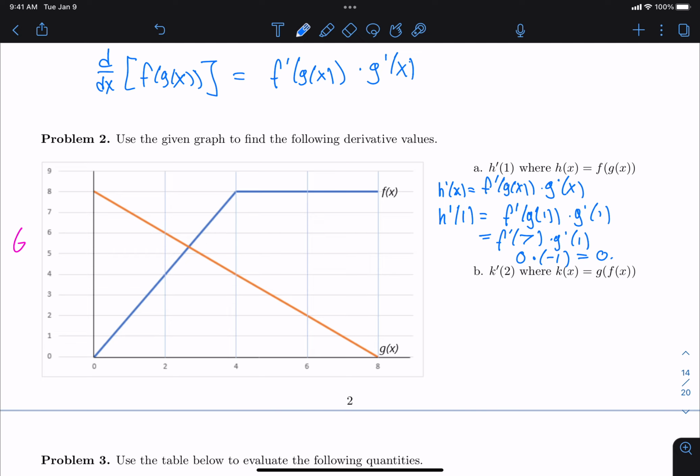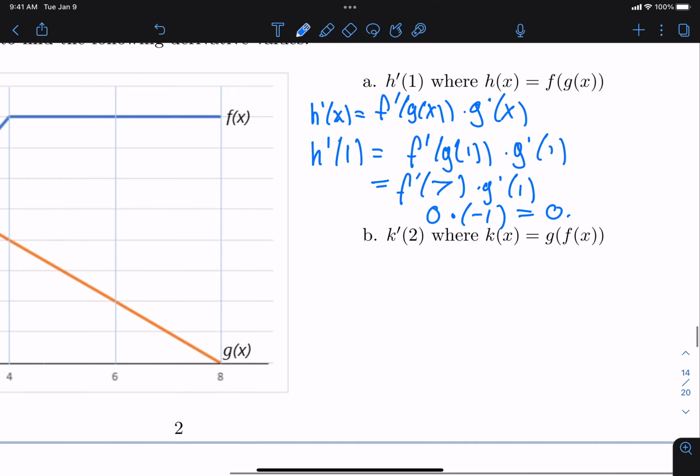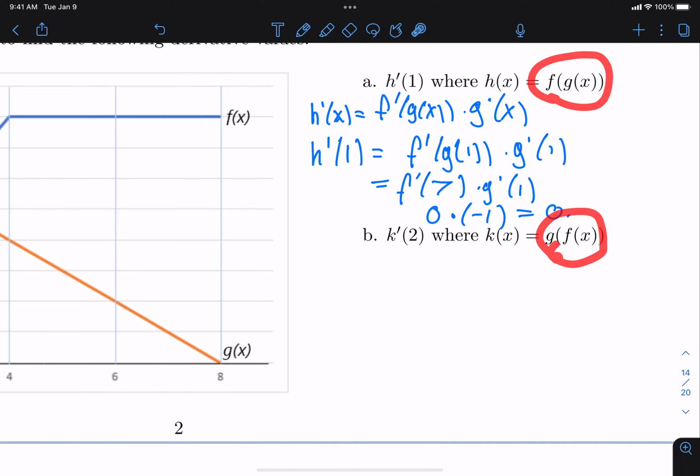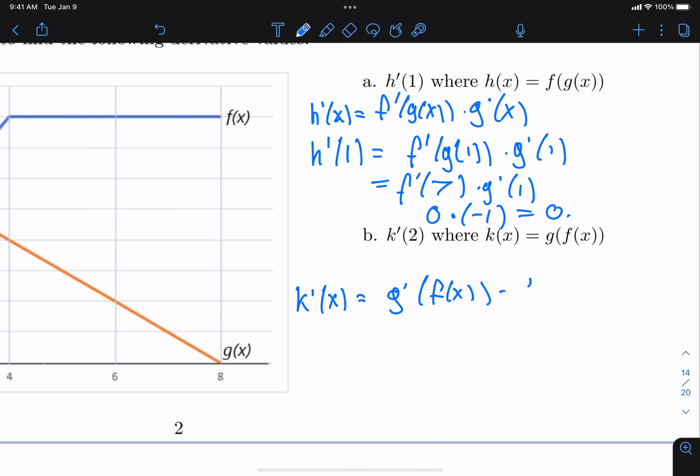Okay, so one thing really quickly. I'm not going to go through this whole one. But just because we switch the letters doesn't really change much. All we're going to do is write g prime of f of x times f prime of x, okay? So it's not anything to do with the letters. It has to do with which one is the outside and which one is the inside, okay? All right, that's it for today.